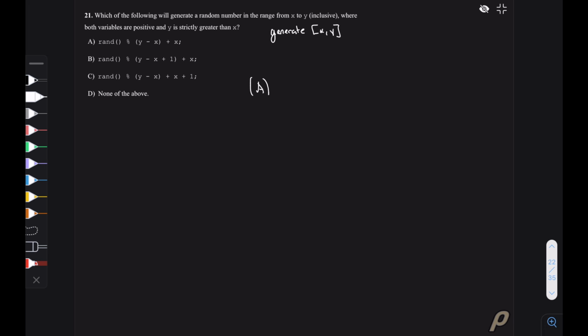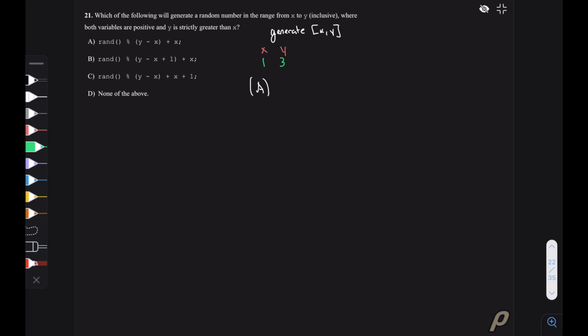If we look at A, we do rand mod y less than x. So how I want to go about this, I'm just going to set x and y to be two values, and we see what range we get generated inside of. So say we set x to be 1 and y to be 3. We'll avoid 0 to avoid some edge cases.